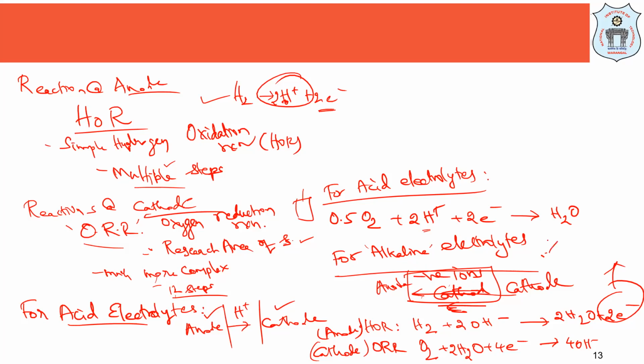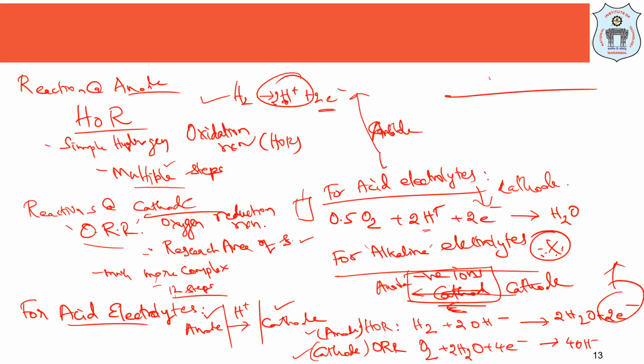So for the alkaline electrolytes, what is the reaction taking place at the anode and cathode? For acid electrolytes, what is the reaction taking place at the anode and cathode? This is the reaction taking place at the anode. This is the reaction taking place at the cathode. You should be able to write these for acid electrolytes, so write neatly in your notebook.